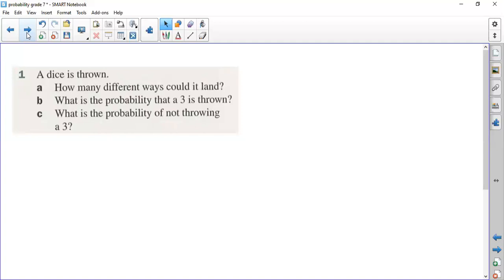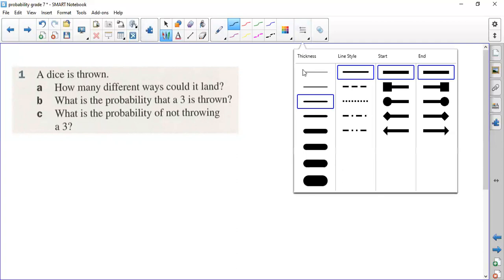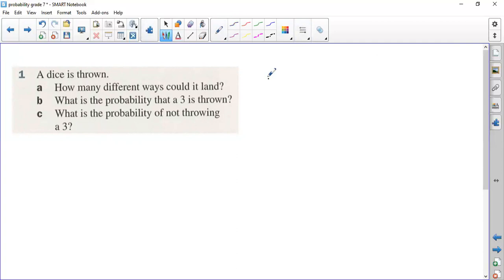A dice is thrown. How many different ways could it land? So we know that if we throw a dice, the possibilities that we can get are the numbers on its faces, the numbers 1, 2, 3, 4, 5, or 6. It has 6 faces, and the numbers are shown on these faces from 1 to 6.